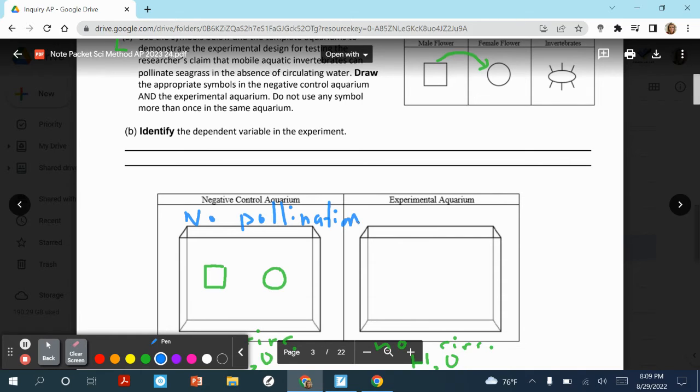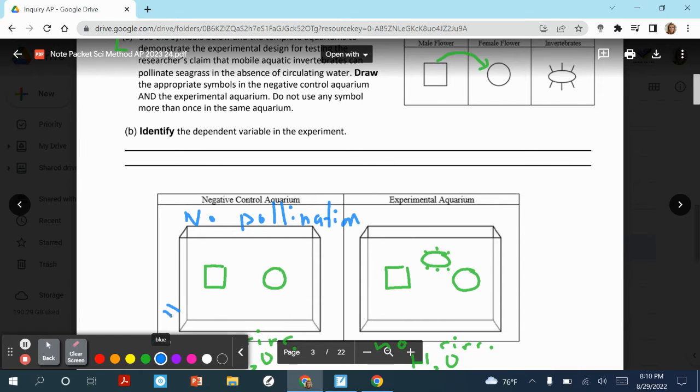Okay. And then we have an experimental aquarium here where we want to see if this invertebrate is going to cause pollination. So we've got to put the male flower in there. We have to have the female flower. And then we've got to add the invertebrate. Okay. All right. Now, if you think about it, negative control, we should see no change take place. So we're going to allow this setup to sit for a certain period of time. We should see no pollination because the water's not circulating. Okay. So that would be an example.